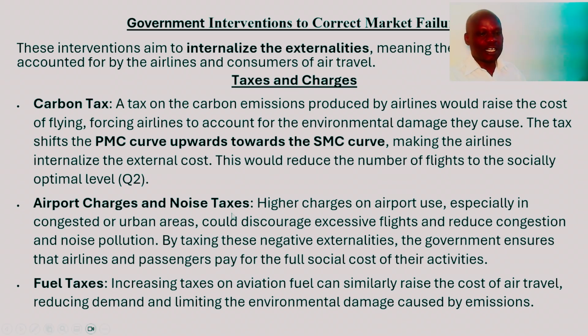Second is airport charges and noise taxes. This is another intervention. Now, higher charges on airport use, especially in congested or urban areas, could discourage excessive flights and reduce congestion and noise pollution. By taxing these negative externalities, the government ensures that airlines and passengers pay for the full social cost of their activities. Now, that's another intervention. Then fuel taxes. Increasing taxes on aviation fuel can similarly raise the cost of air travel, reducing demand and limiting the environmental damage caused by emissions.